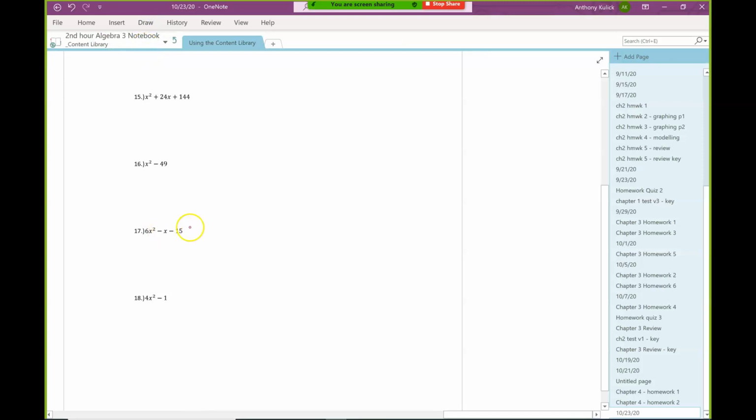So again, we'll start by writing down our values for A, for B, and for C. I then need to find the two numbers that multiply to give us A times C. So that is -90. And add to give us B, which is -1.